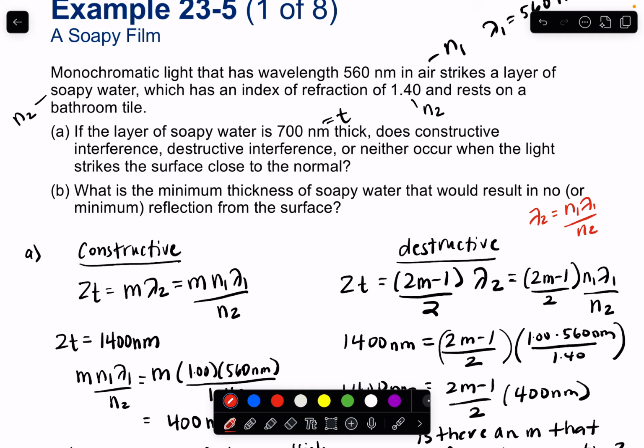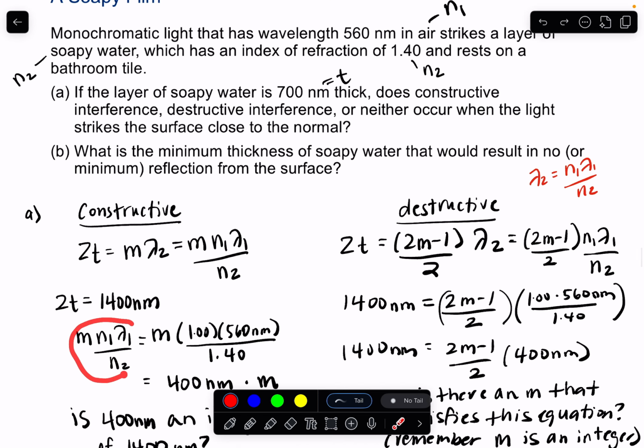Okay. So let's go ahead and work on the constructive side now. Our thickness is 700 nanometers, so twice the thickness is going to be 1400 nanometers. So that's our left-hand side. And then the right-hand side, since we're given lambda 1, we'll go ahead and fill in everything. We don't know what m is. We want to see if m is an integer, because if m is an integer, then we know we have constructive interference, right? So let's find out if m is going to be an integer with the information provided.